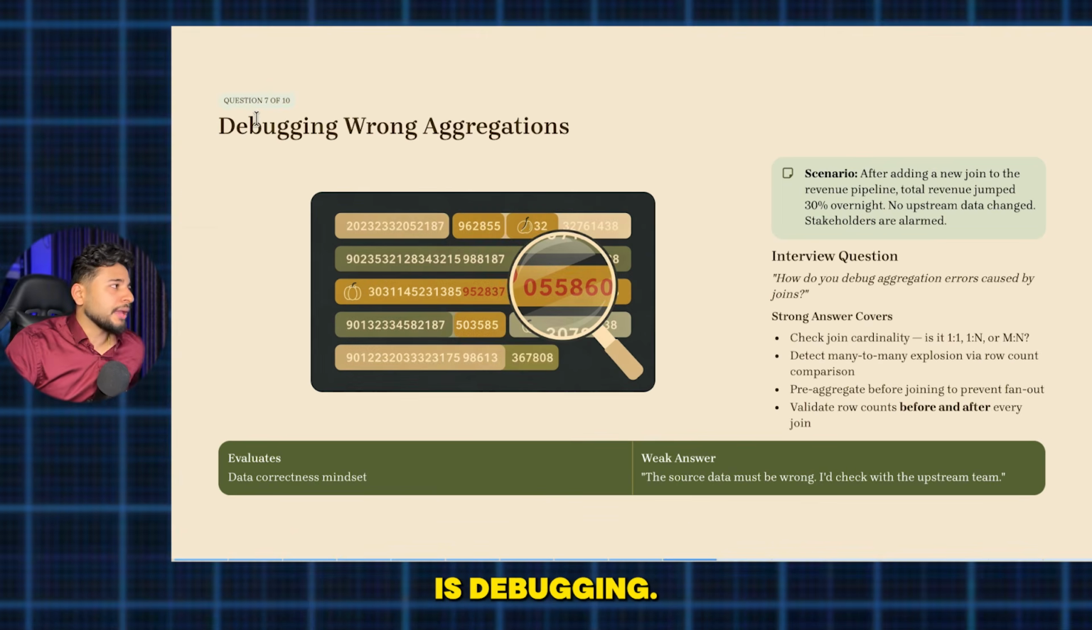Next thing is debugging. Debugging questions will definitely be asked: how will you debug your errors? There is a scenario: after adding a new join to the revenue pipeline, total revenue jumped 30% overnight. No upstream data change, and stakeholders are alarmed. So how did revenue jump 30% overnight?